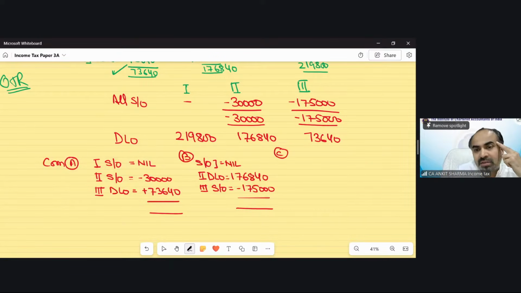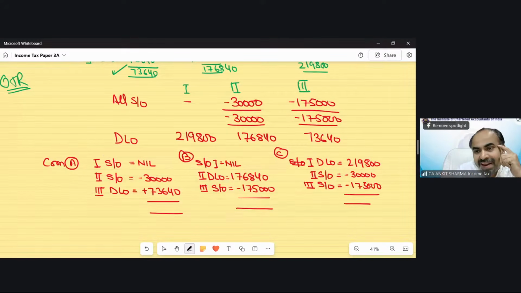Now in C case, first property value would be deemed let out. That will be 1,19,800. Second property value self-occupied, that is 30,000 rupees loss. A common mistake which can happen in the examination, when you take the third self-occupied property value, it would be loss 175. So if you aggregate it like this, your answer would be wrong in case of third combination.